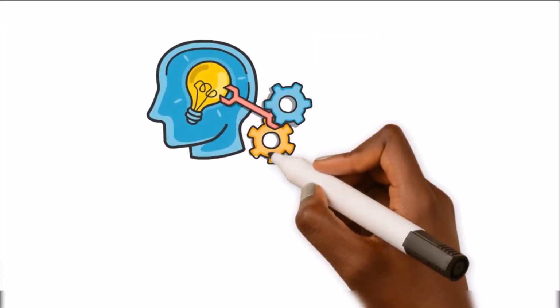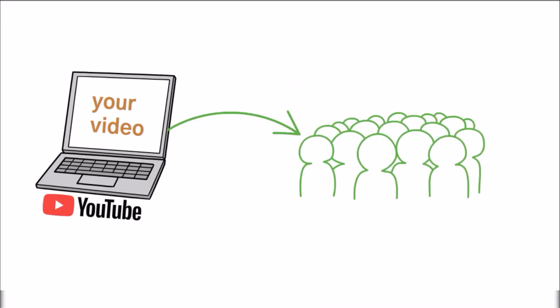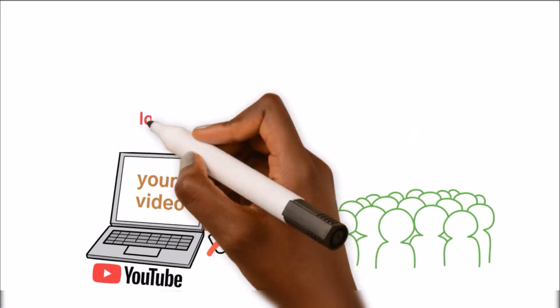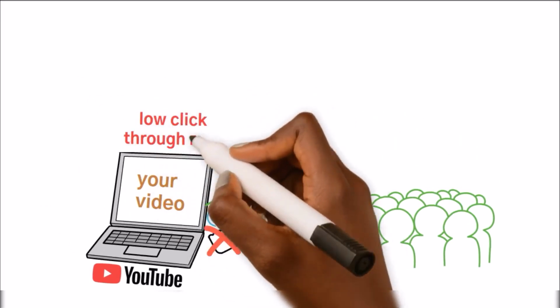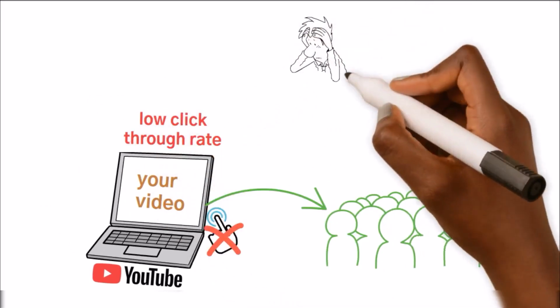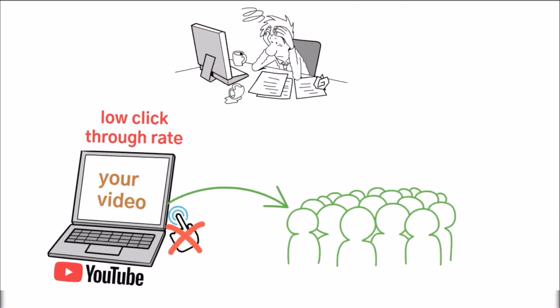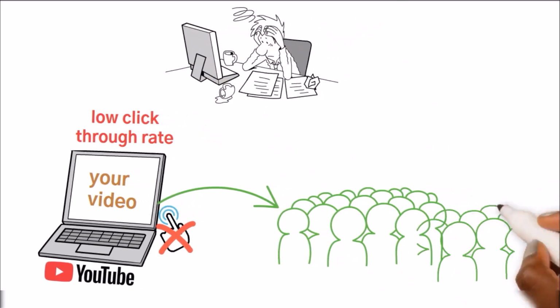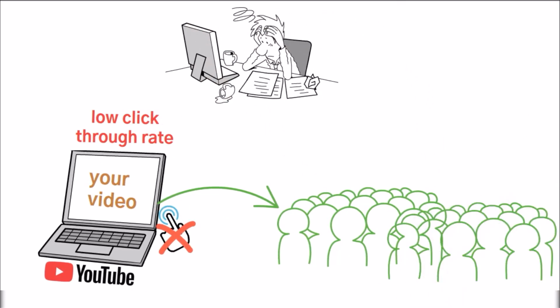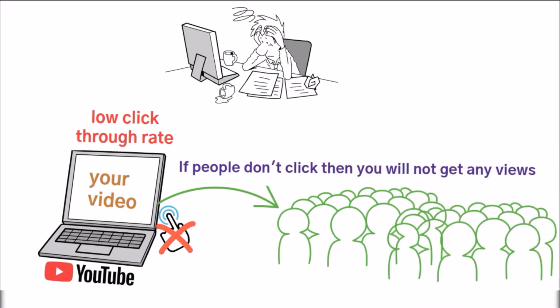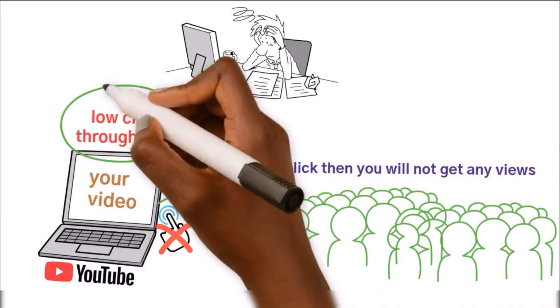But if you do all what we have been talking about and finally YouTube starts pushing your video, but people don't click on the video, this is usually because your video has low click-through rate. And this is the worst situation you don't want to be in if you want to be successful on YouTube. Because no matter how YouTube pushes your video, if people don't click, then you will get no views. But you can fix and optimize your click-through rate. Watch this next video to understand how.